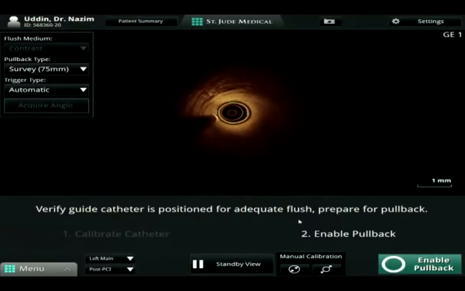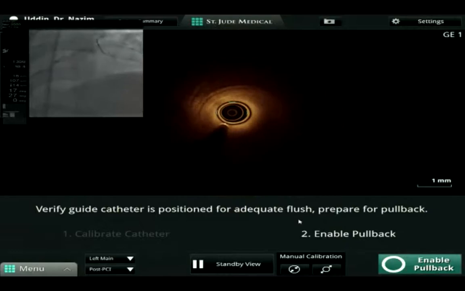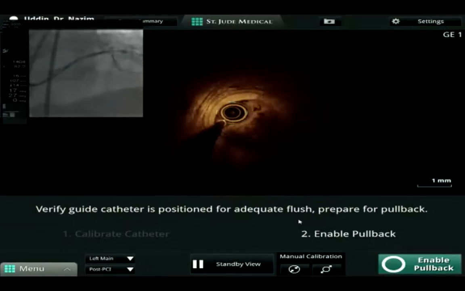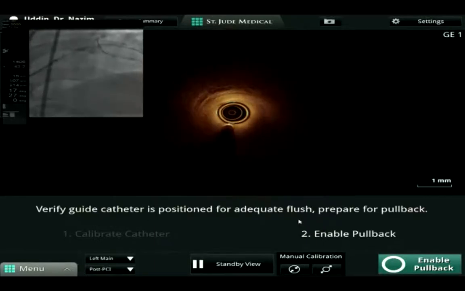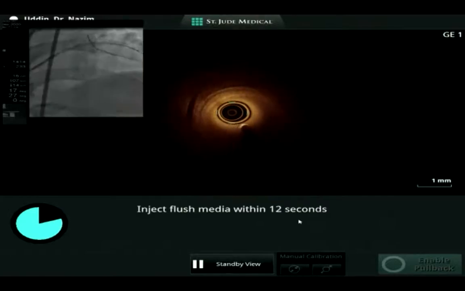Please show the OCT as well as the angio, both. Take your time. Wait. You can give some GTN first. Did you give some GTN? Okay, so acquisition, please.